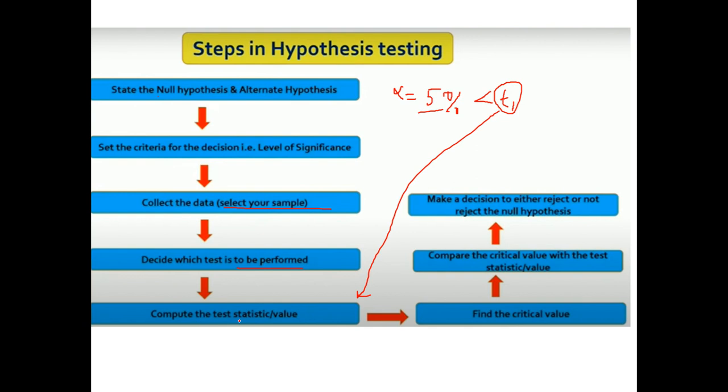Then compute the t value. Here some formulas will be there. It's based on the sample and based on what type of test you want to do, and then find some critical value. Compare that critical value with the test value and make the decision to reject or not reject the null hypothesis. We will talk more about this later.